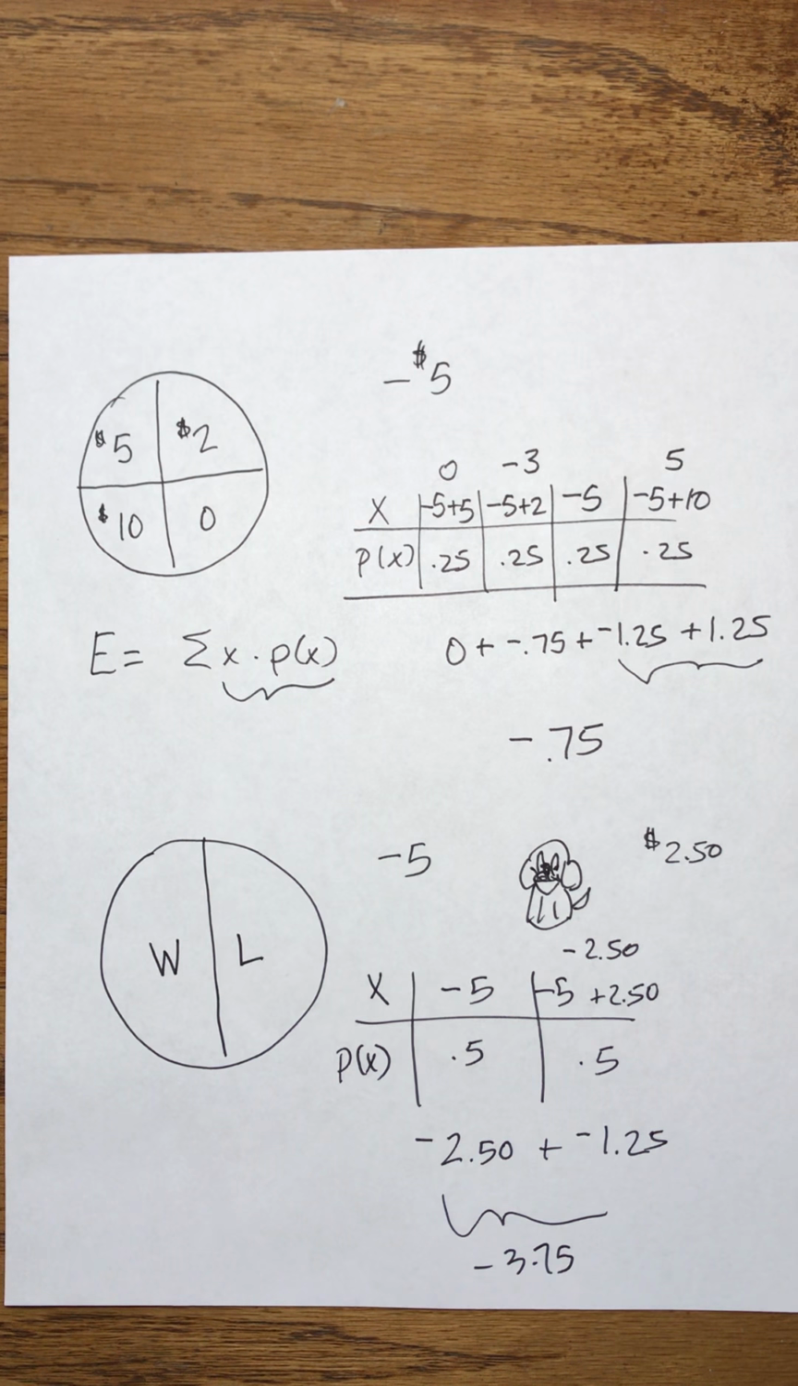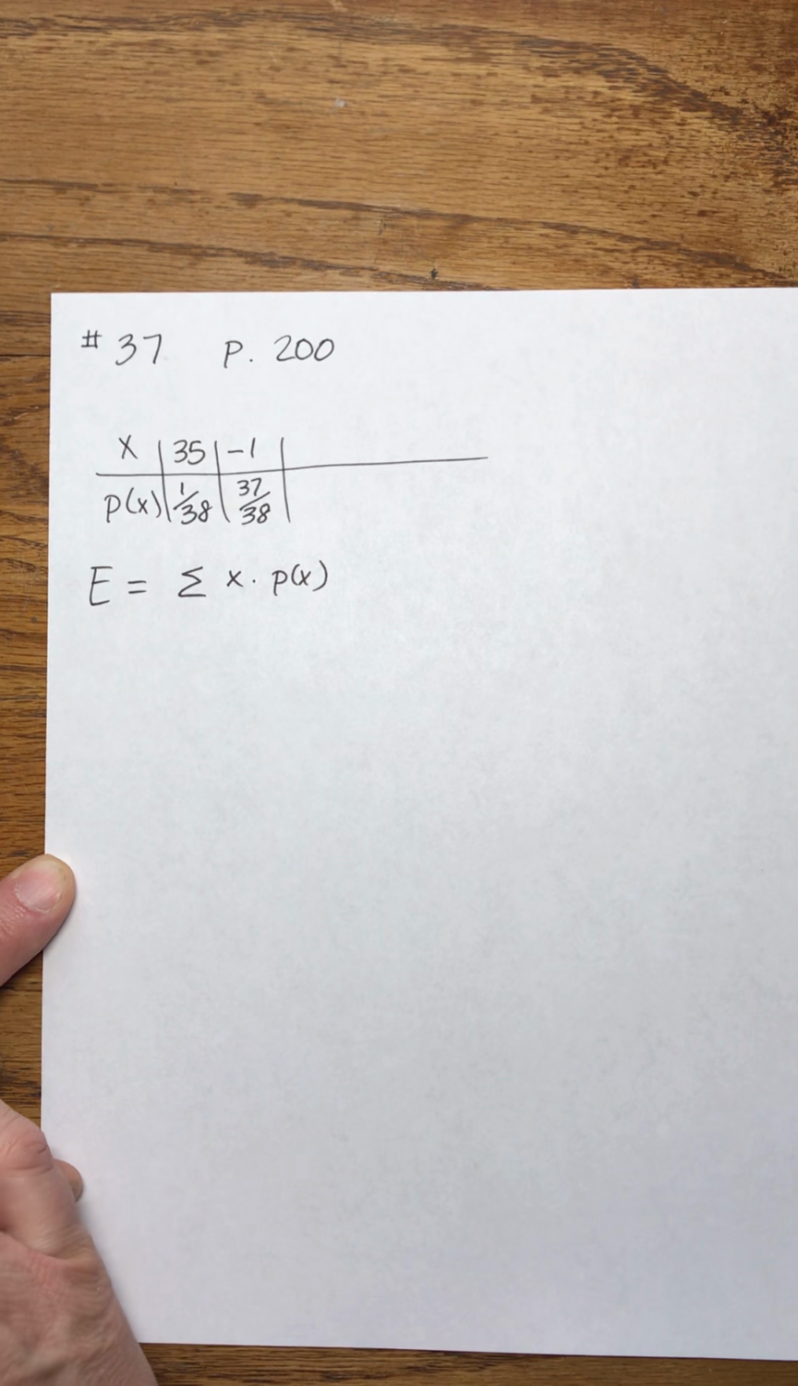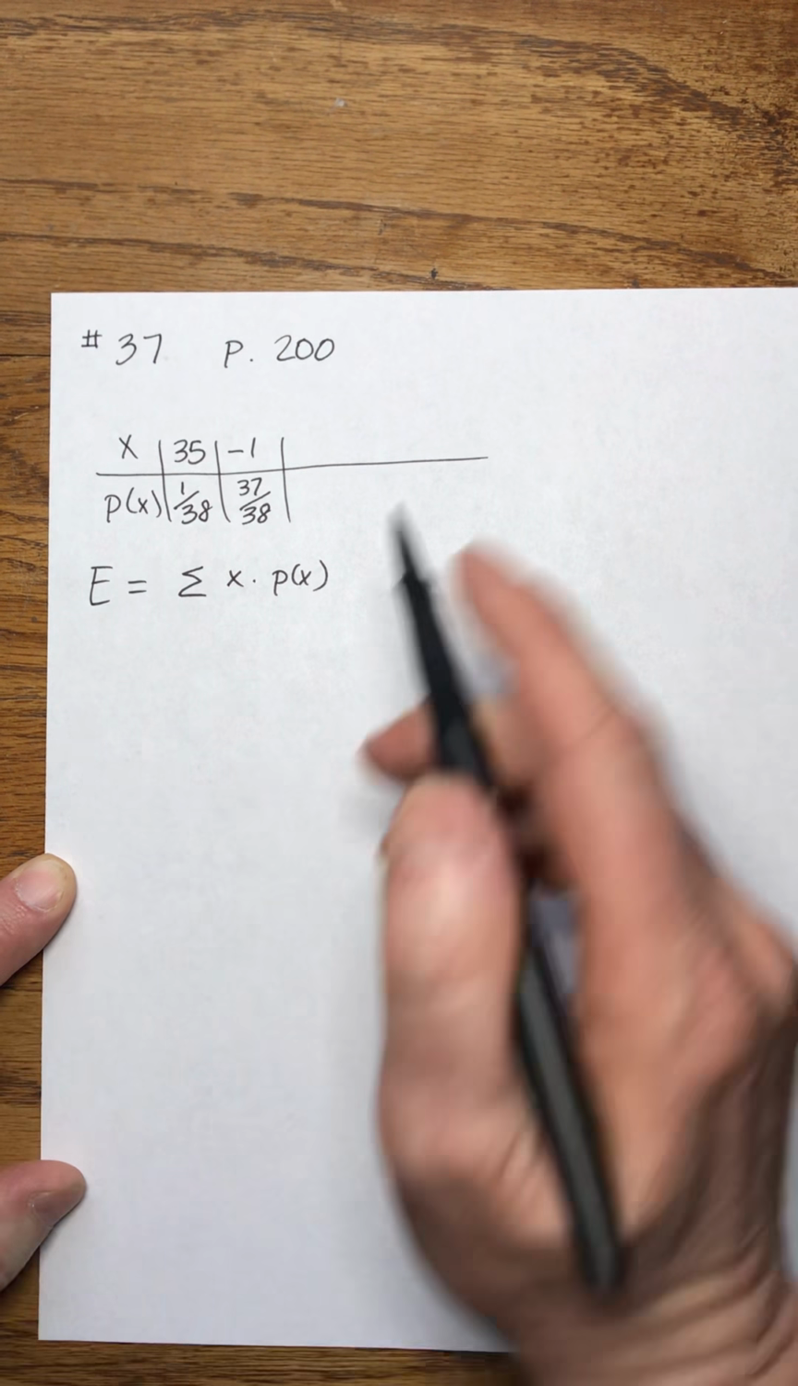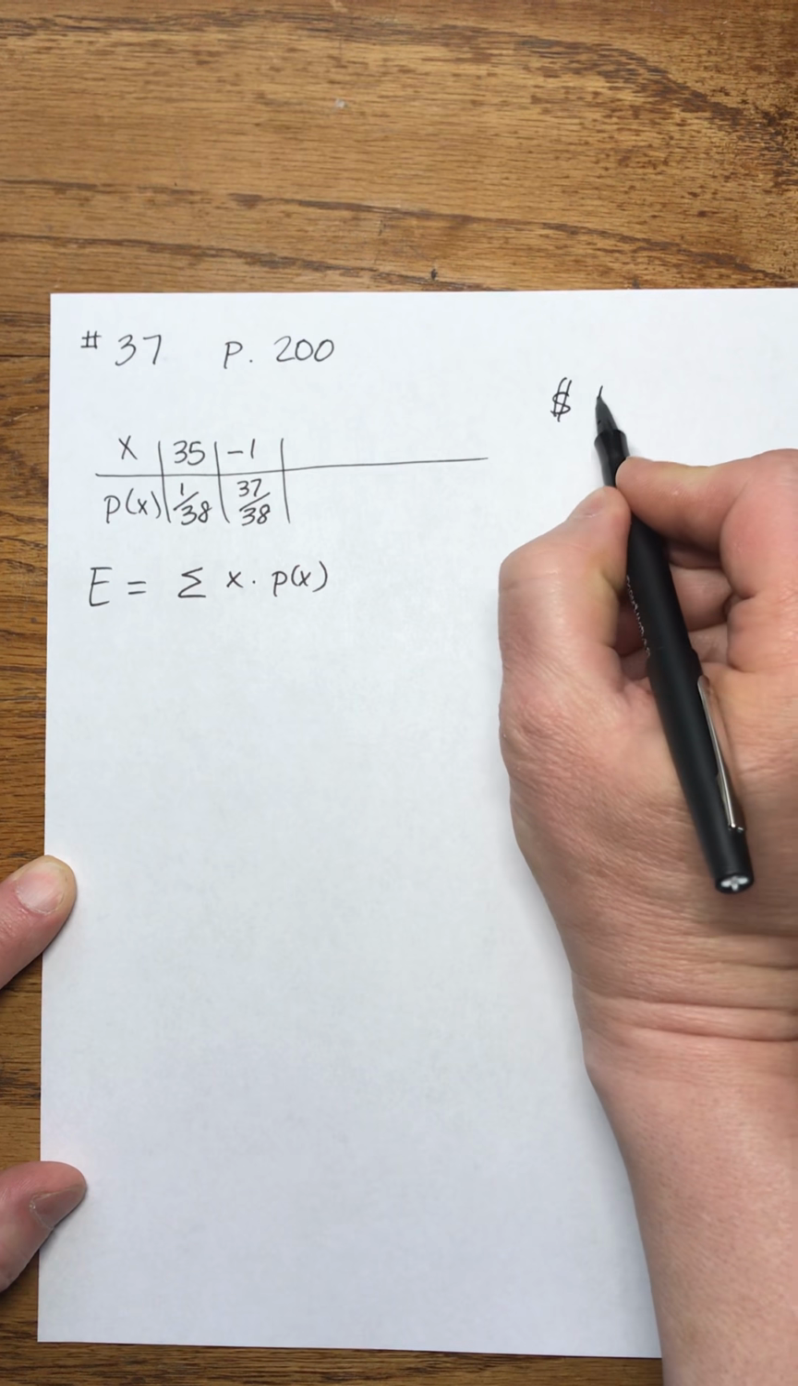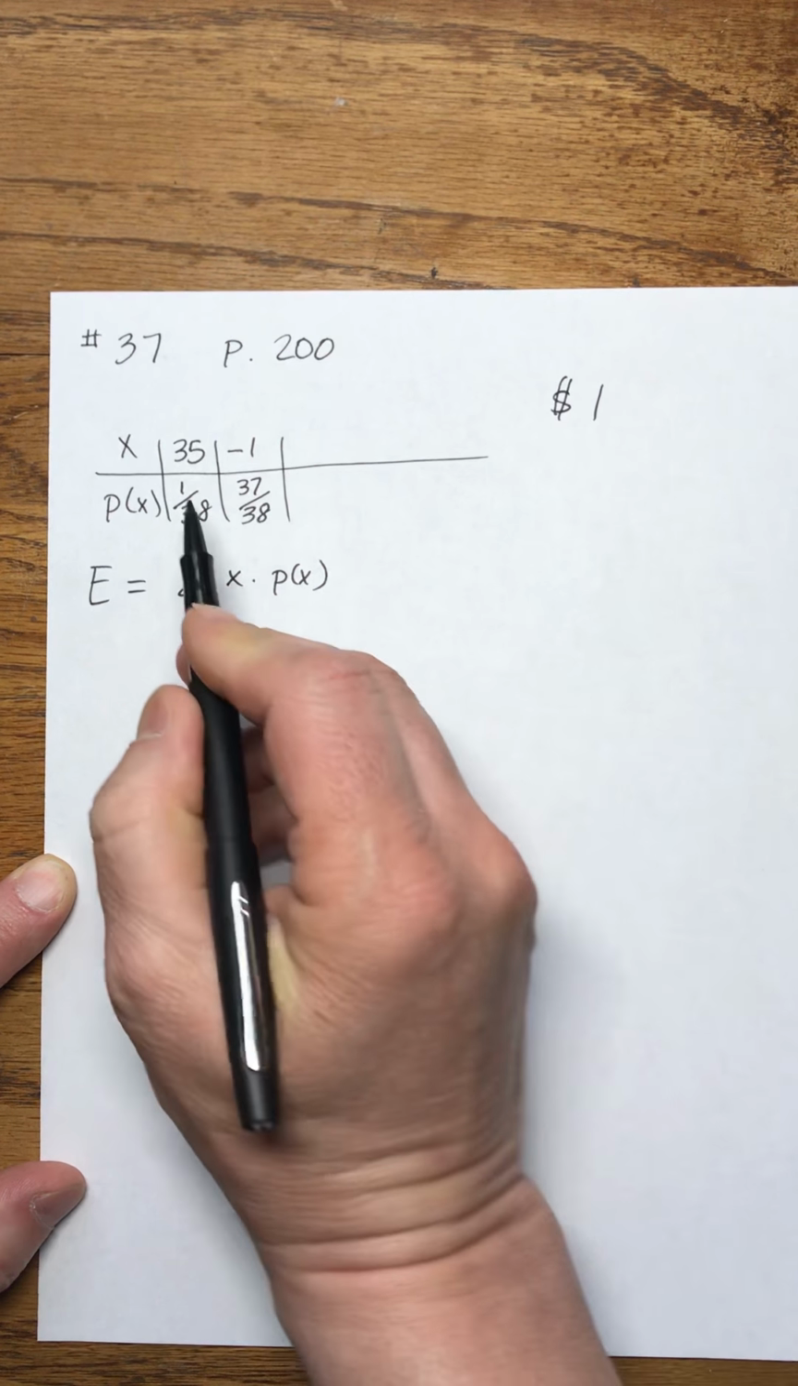Let's look at one last example, which is number 37 in the book. And I want you to try number 38 for homework, and I'll give you the answer to that one. Number 37 in the book, which is on page 200, says this. You're playing roulette, and there's 38 spaces on the roulette wheel. It costs $1 to play. You win $35 if you win. You get your dollar back, the problem says, and then you get $35.